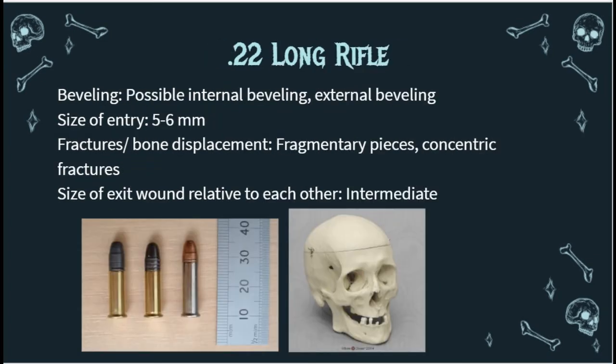Moving on, 22 long rifle. Definitely a more powerful weapon than a pistol, usually used in hunting. Not as powerful as the shotgun, of course. Mostly external beveling. It does tend to leave more exit wounds than not. There is some possible internal beveling, but we're not quite sure about that. Typical size of the entry wound is about 5 to 6 millimeters. Can cause some fragmentary pieces, mostly concentric fractures, as very commonly seen for this rifle. And it is about an intermediate exit wound compared to the others.